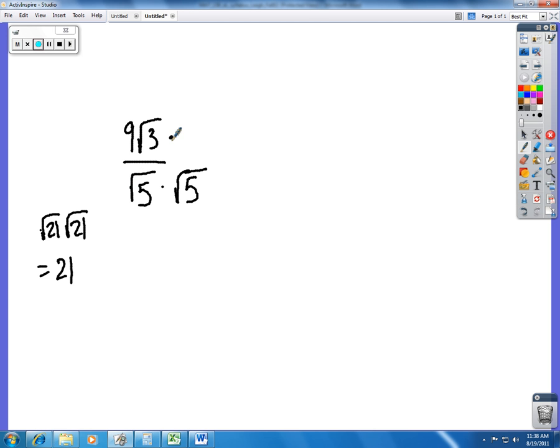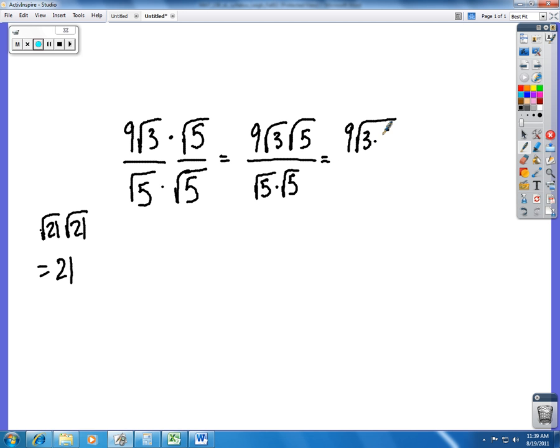But again, remember, whatever you do to the bottom, you have to do to the top. Okay? So we're multiplying both the numerator and the denominator by the square root of 5. Okay, so that gives us 9 times the square root of 3 times the square root of 5 on top, and then the square root of 5 times the square root of 5 on bottom. Okay, so I'm going to start combining things together. So I've got 9 times the square root of 3 times 5 on top. And again, that square root of 5 times square root of 5 just gives us 5 in the denominator. Okay. So then we've got 9 times the square root of 15 all over 5.